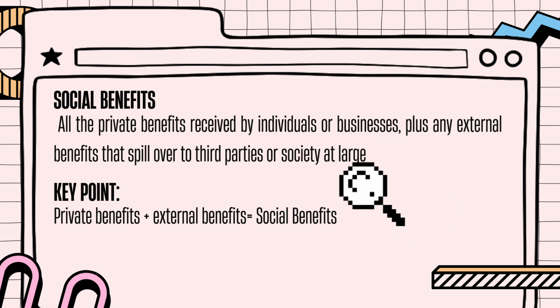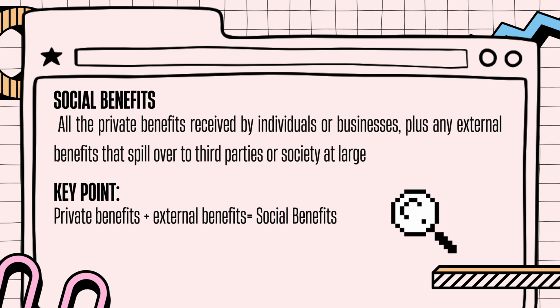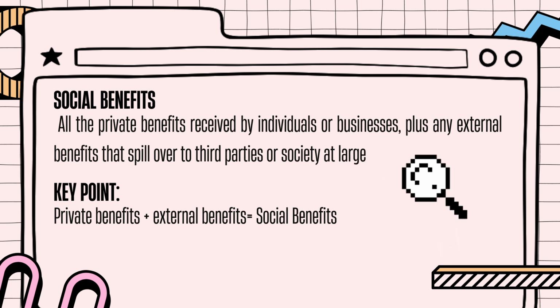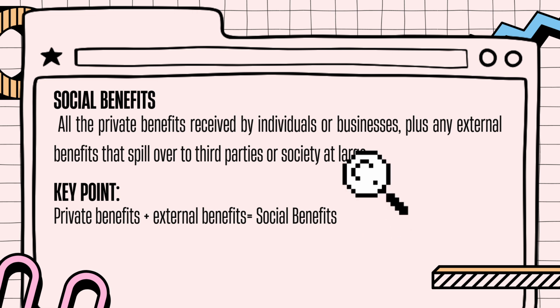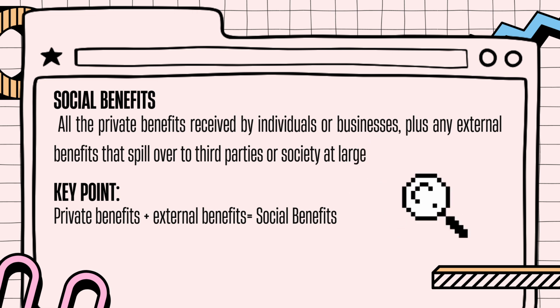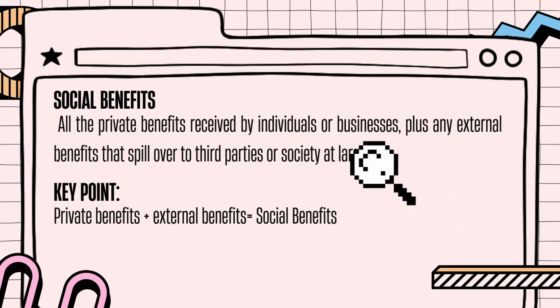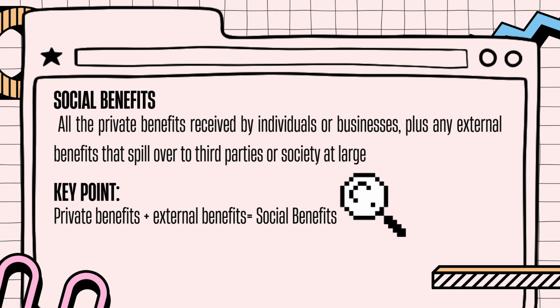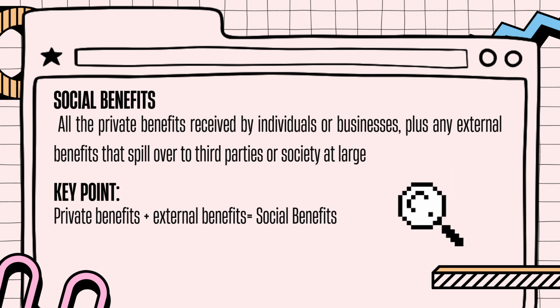For example, in education, when individuals gain knowledge and skills, what will happen? It can lead to better job opportunities, and the job opportunities are what we call the private benefit. On the other hand, the society benefits from having a more educated workforce. And what's going to happen? It can lead to economic growth and innovation. And that's what we call the external benefit.